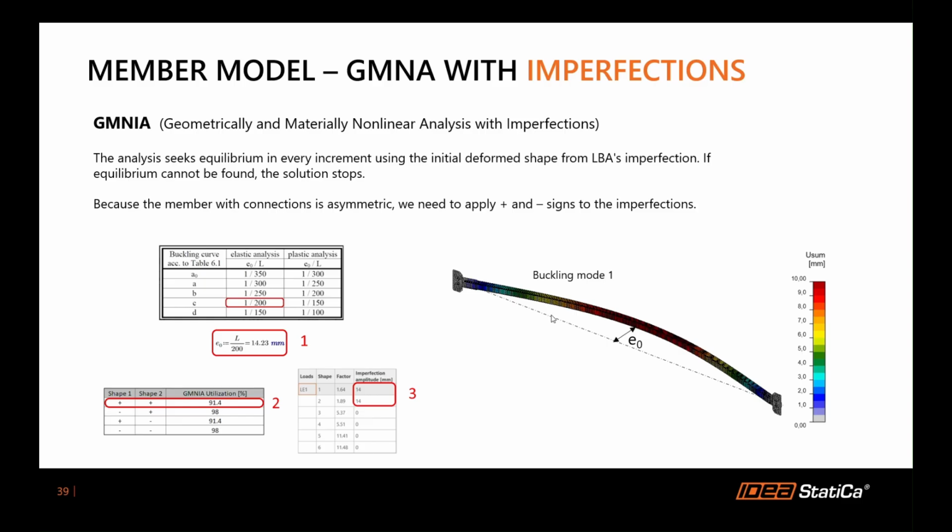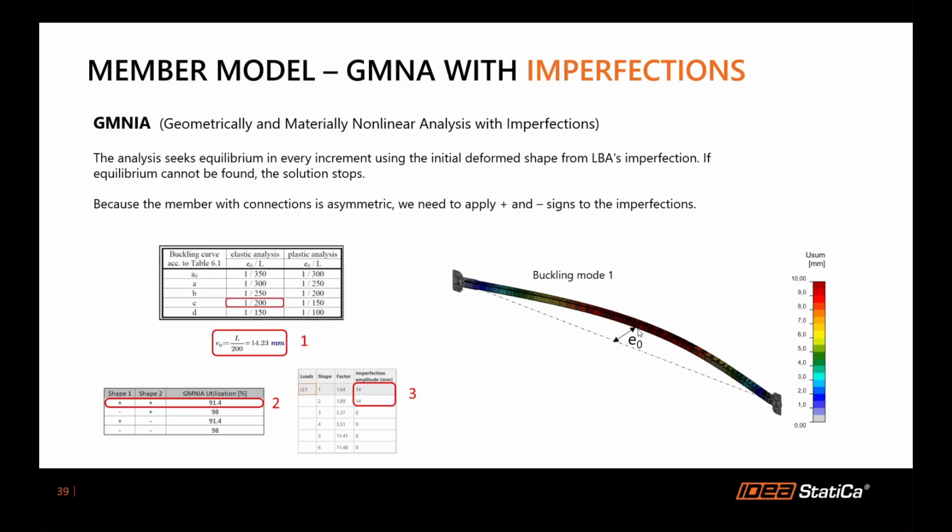You see also that buckling mode 1 is in the lateral direction, and buckling mode 2 is in the vertical direction, because there the connections are stiffer. Now, based on the standards, we choose buckling curve C and apply an imperfection of around 14 millimeters. And this imperfection we're going to apply on shape 1 and shape 2, in both directions, so plus and minus, and also the combination of these two to see the greatest utilization.